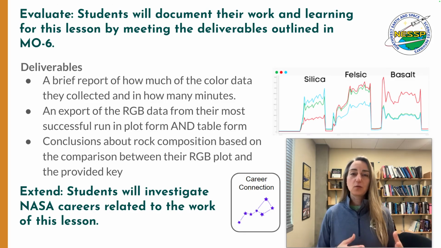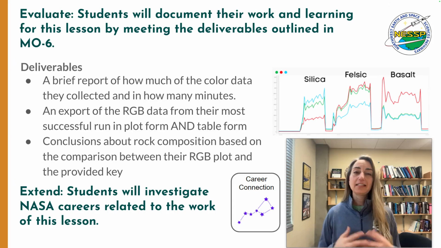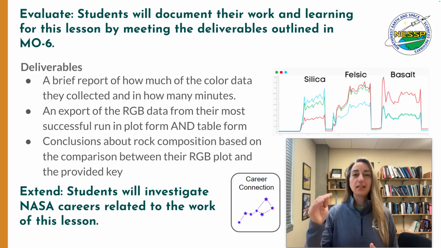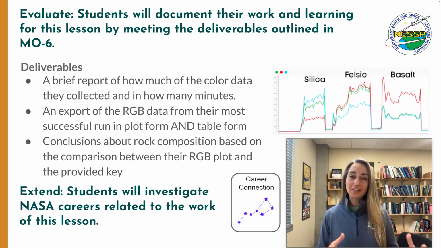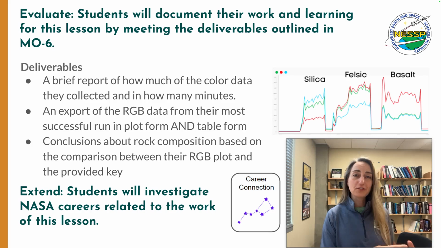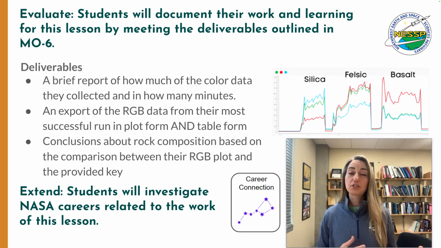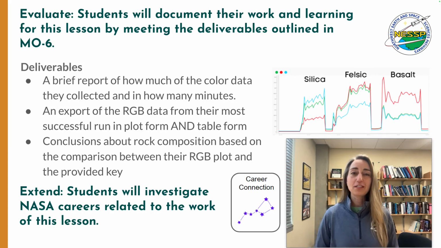So students are going to want to take time to compare the RGB plots measured by their rover to the provided key. This key shows the expected red, green, and blue values for several different types of rocks that NASA actually expects to find on the surface of Venus. So by comparing their rover's measurements to these measurements, the students should be able to identify what type of rocks they discovered on their Roads from Earth to Venus challenge course.